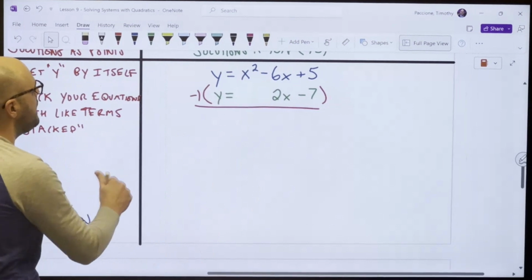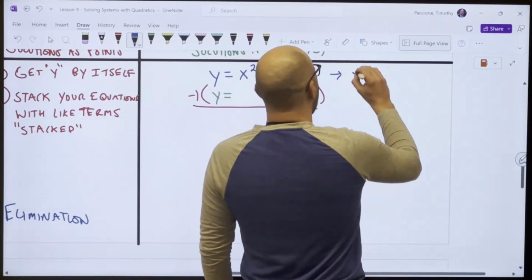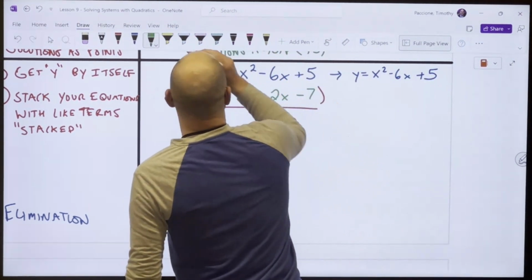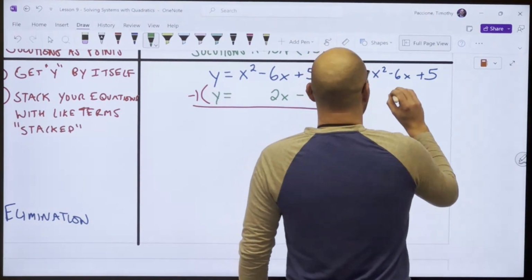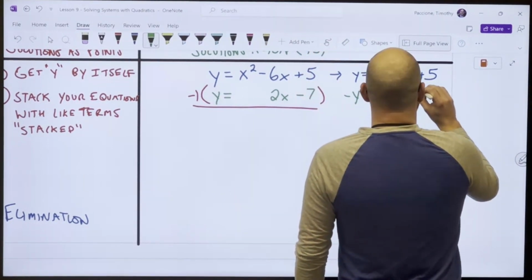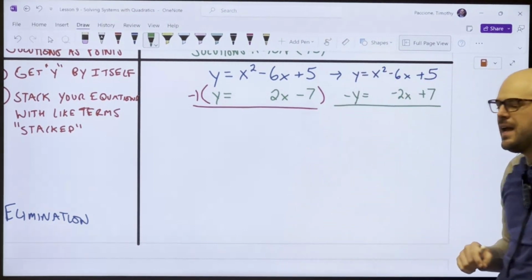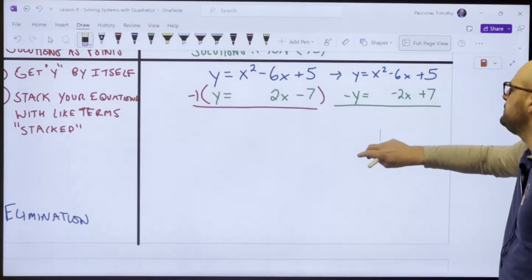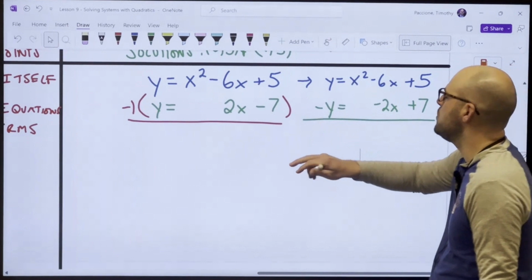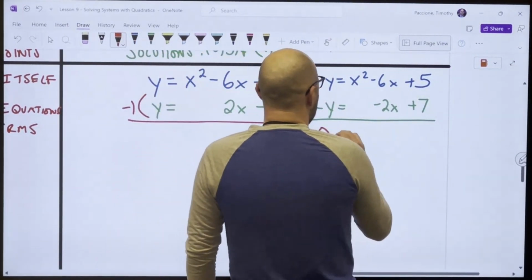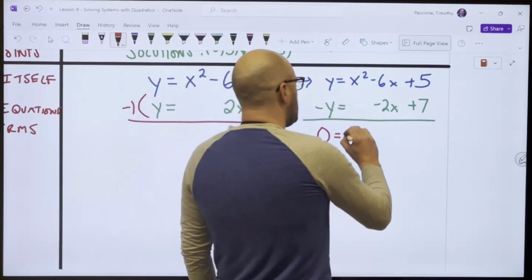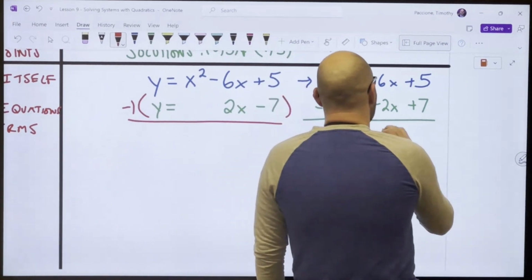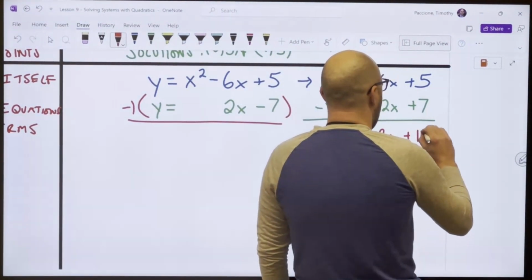Okay? So we're going to multiply everything by negative 1. This will come over, y equals x squared minus 6x plus 5. And then this will become negative y equals nothing, and then minus 2x, and then plus 7. And now if I add them together, something will eliminate, right? So if I add these together now, y minus y is what? 0 equals x squared and nothing is x squared. Negative 6x and negative 2x is negative 8x. And then 5 and 7 is 12.